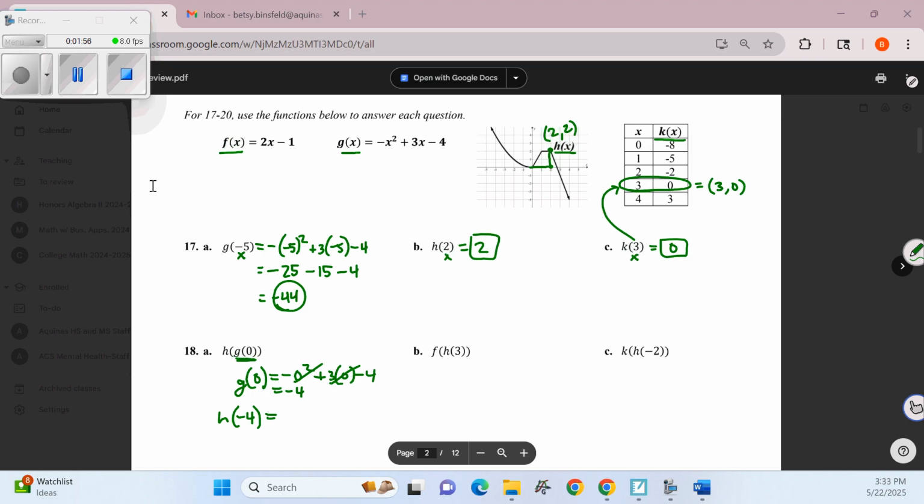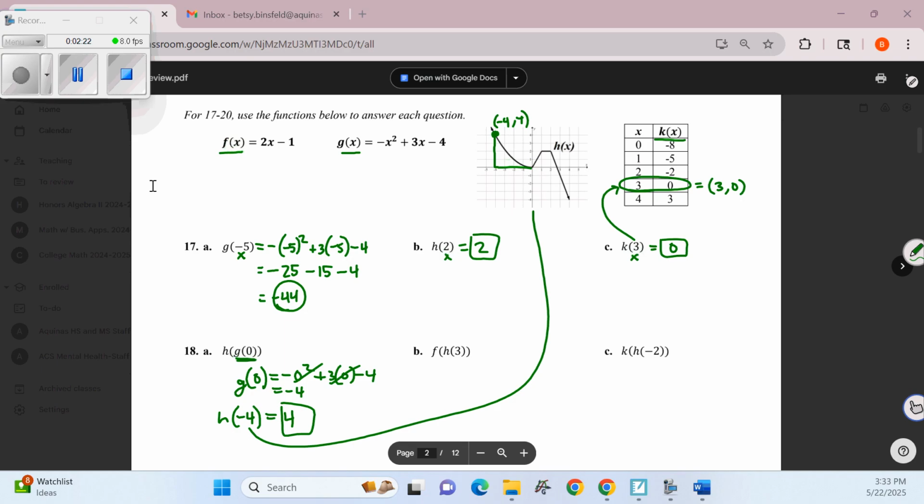and that's where we have to go back over to the graph up here again. So following this up, an X value of -4, we follow it over to -4 up to the graph. It looks like the ordered pair -4, 4 is on that graph. So H of -4 is really equal to 4 here. So in total, H of G of 0 is equal to 4.